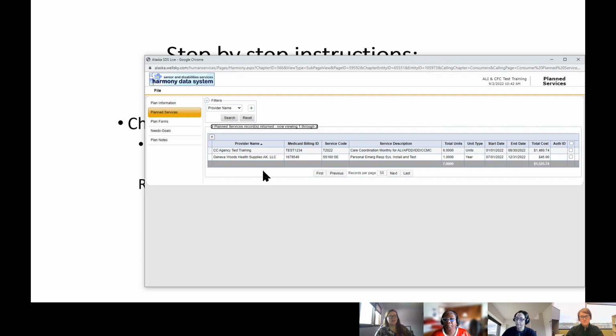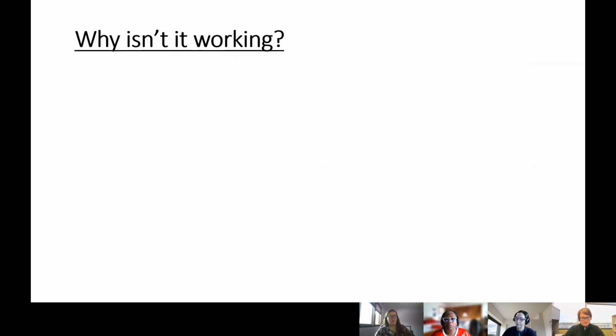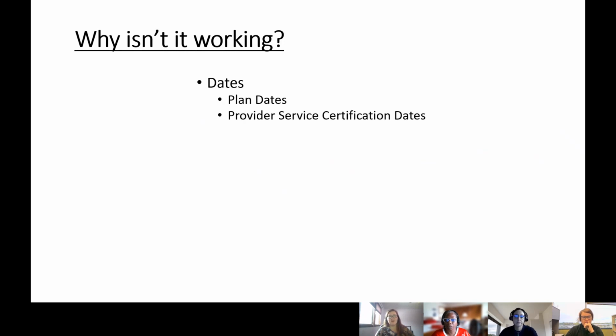Okay, so I wanted to touch base again about why isn't plan services working? I'm having a problem trying to add a service. I can't find the service code. I can't find the vendor. Why would that be happening? Dates. Maybe it's the plan dates or the provider certification dates that are off. Like they're either not certified or there's a discrepancy somewhere between your dates that's causing it to be a problem to locate the service code or the provider.